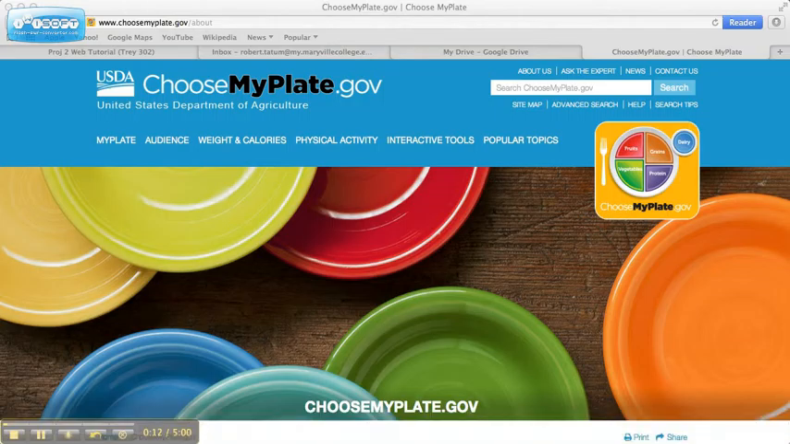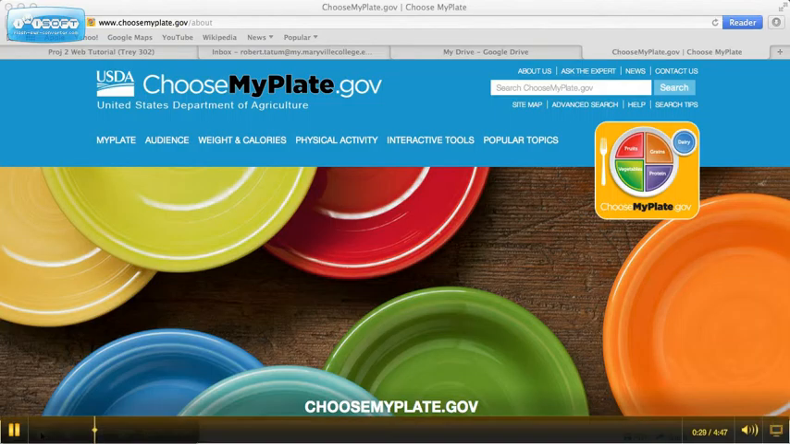And MyPlate is a great tool that can be used for anyone who's trying to watch what they're eating more, to get more physical activity in, to be healthier in general, or just for anyone who's looking to find more information about nutrition and about a healthier lifestyle. Lots of nutritional information, such as information on different food groups.